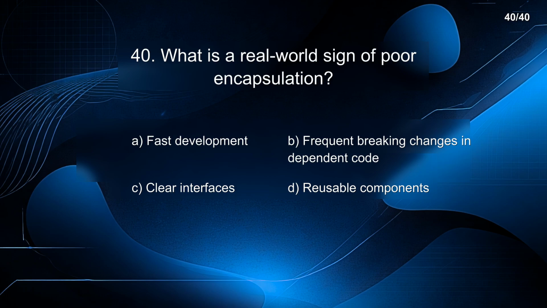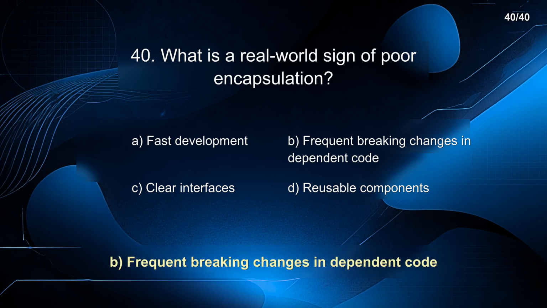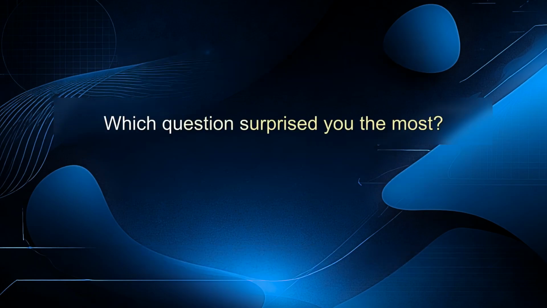Correct answer is B. Frequent breaking changes in dependent code. Which question surprised you the most?